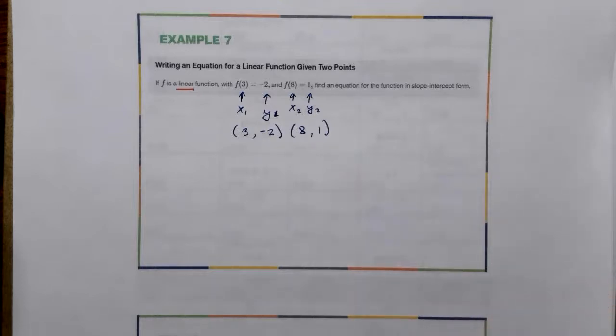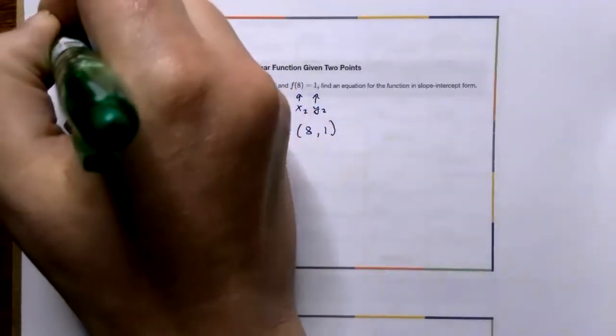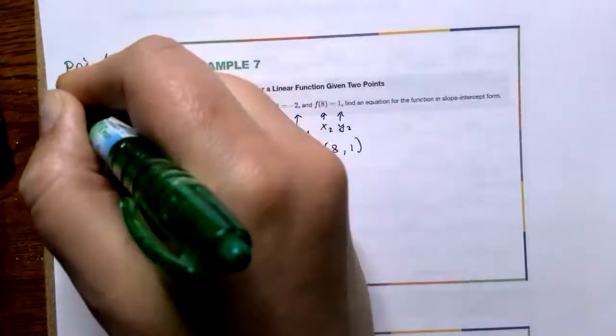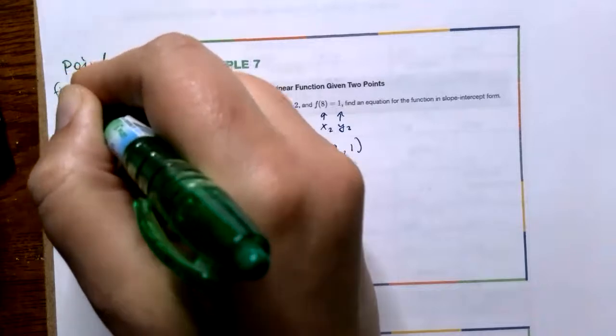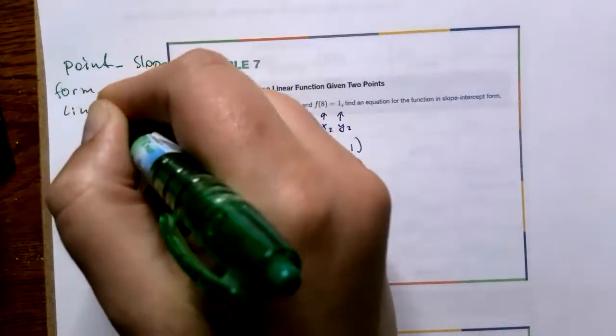So question, what do you do when you don't have a y-intercept? Well, we have another equation of the line. It's called the point slope form. So the point slope form, let me write it here. This is the point slope form of a linear equation.